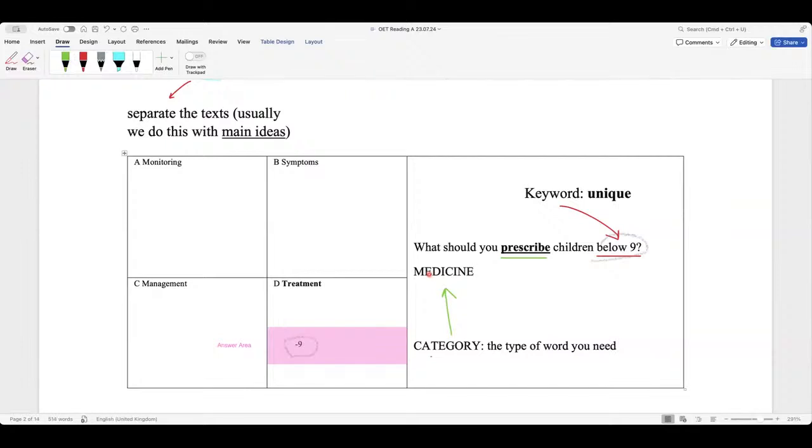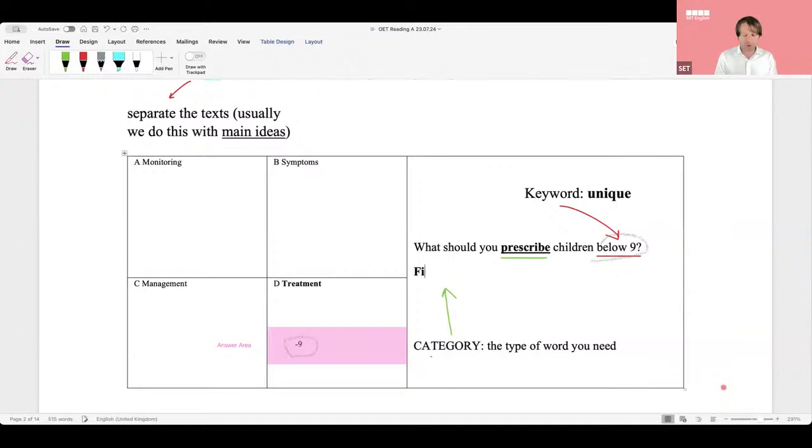Does that make sense, everyone? The answer must be a medicine type. The answer cannot be fish. That is not a possible answer because it doesn't answer the question, right? The question is about medication. Does that make sense, everyone?